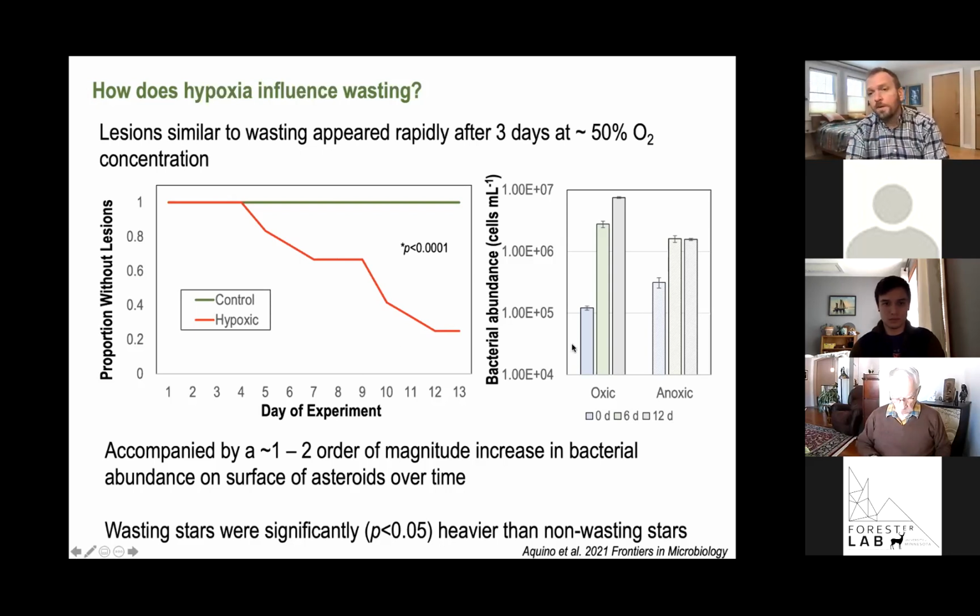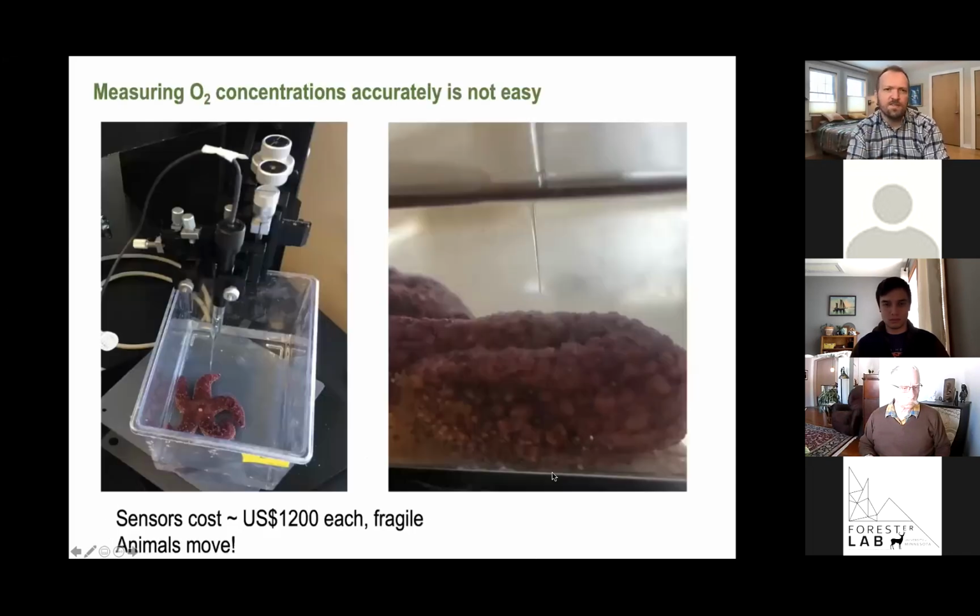And also what we did is we looked at the bacterial abundance in this experiment, and we found that there was a 1 to 2 order of magnitude increase in bacterial abundance over time, but in anoxic over time that was actually less than the oxic. There's a reason for that, and that is that anaerobes tend to have slower growth rates and lower standing stock of biomass compared to aerobic taxa. So this gave us evidence that oxygen does play a role in sea star wasting, or appears to. So what might be causing that depleted oxygen?